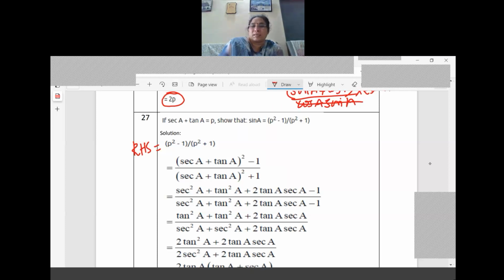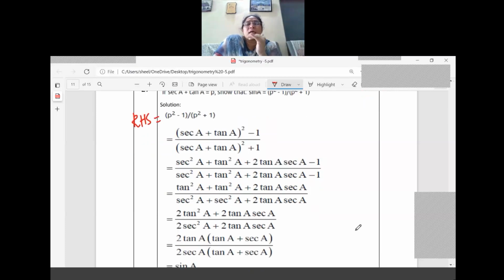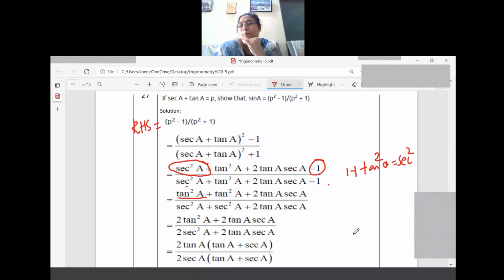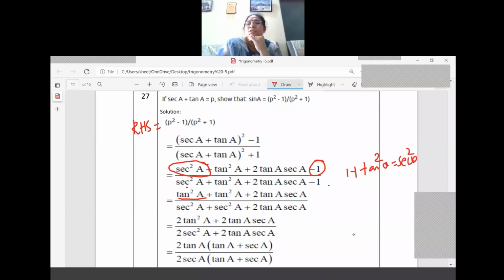Now we need sin only in the answer, right? It should be equal to sin. So we should arrange the terms in that way. So here you see that sec square A minus 1 is there. That we have replaced with tan square A. But in the denominator, what do you have? Sec square A plus 1 is there. So what is the formula we already have? 1 plus tan square theta equal to sec square theta. Sec square theta minus 1 we have changed in the numerator.